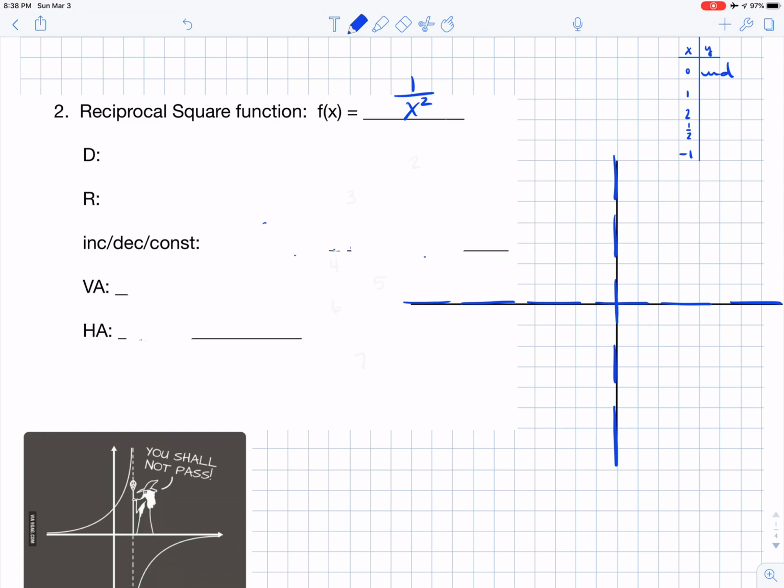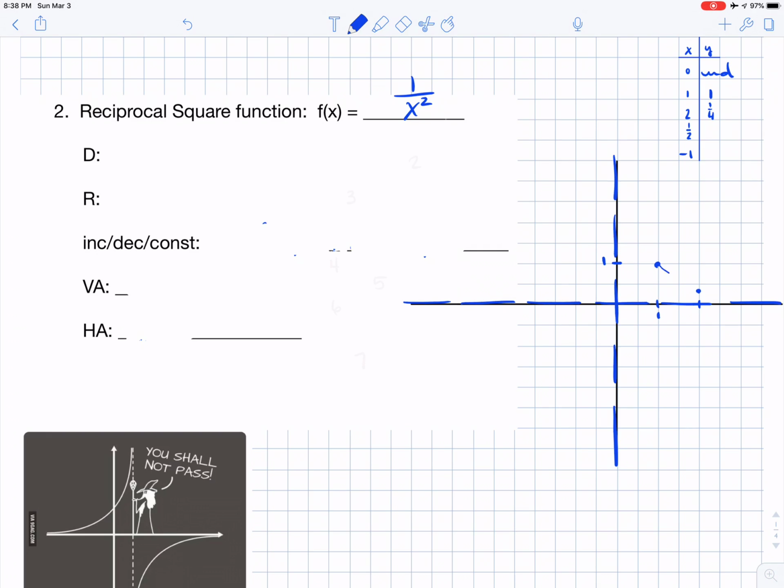If I plug in a 1, this is 1 over 1 squared, so that's going to be at the coordinate 1, 1. If I plug in a 2, that's 1 over 2 squared. So 1 over 2 squared is going to be 1/2 times 1/2, which is going to be 1/4. So at the x value of 2, I have the y value of 1/4.